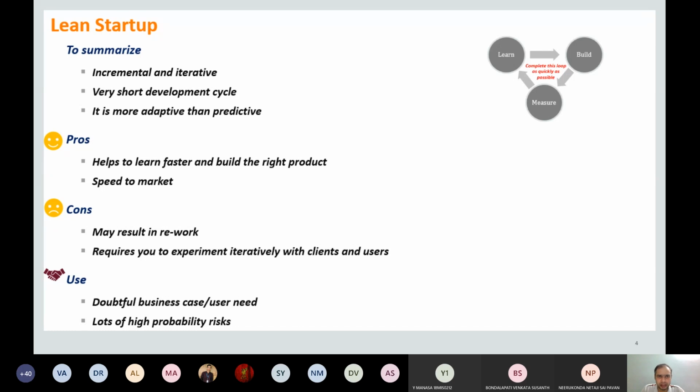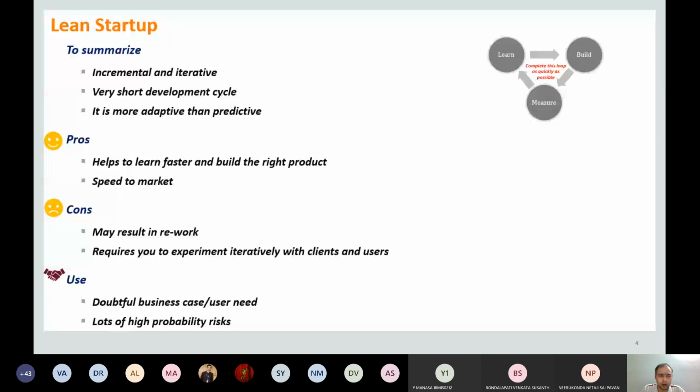To summarize, we saw that it's going to be an incremental and iterative process. These lean startup management activities are going to be highly incremental and iterative, so that we have shorter product development cycles, and it's going to be more adaptive than predictive. We saw this learn, build, and measure loop, and we were discussing completing it as quickly as possible.